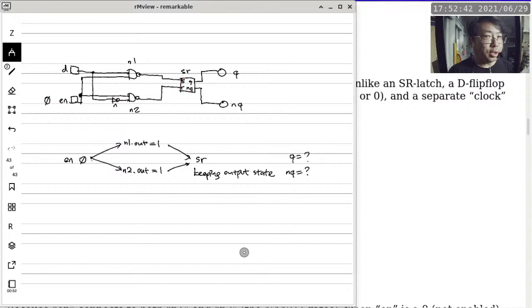It is not going to change it, but since I didn't tell you what the current state of the SR latch is before we turn EN into a 0, we cannot really tell what the SR latch is outputting at this point. Does that work?